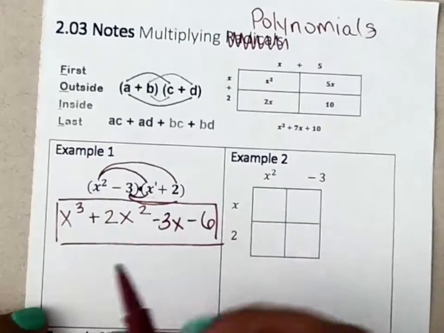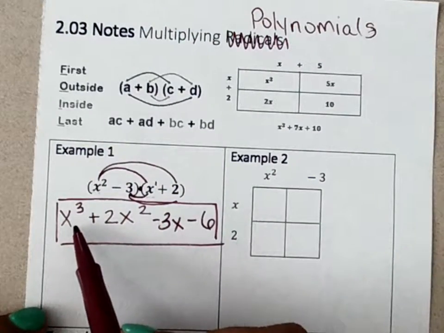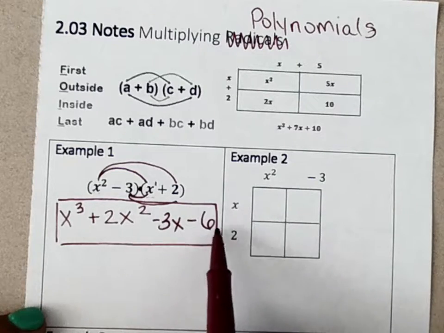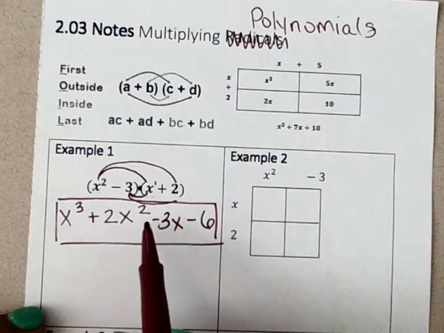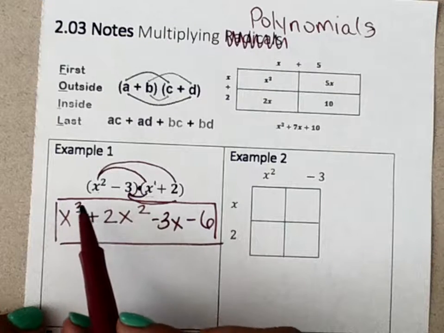This is our final answer because we can't combine anything. X to the third, x squared, x, nothing. And they're already in descending order from the highest exponent of 3 to the lowest.